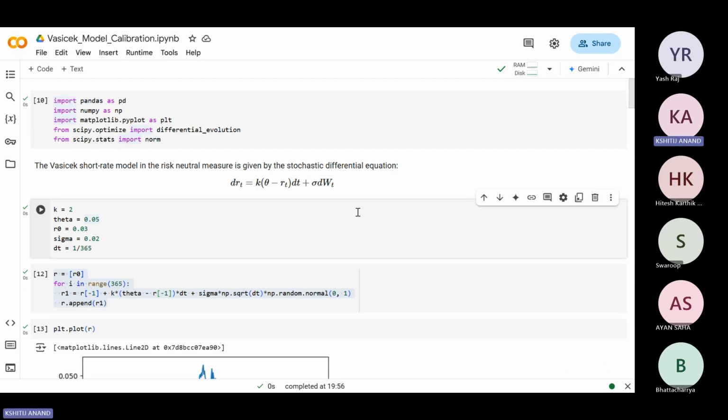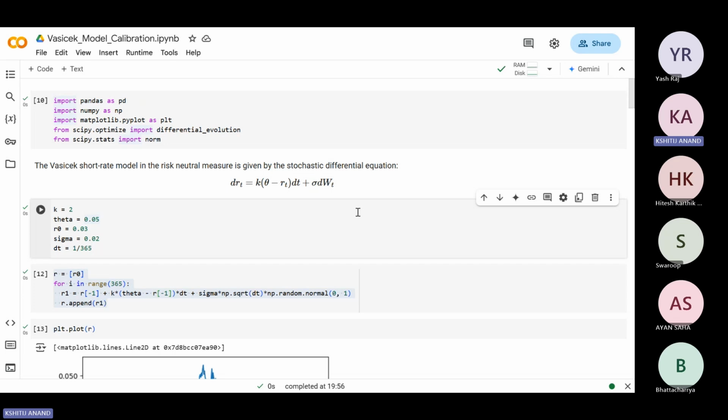In the last lecture, we were discussing calibration. Calibration is nothing but finding the value of the appropriate parameters, like the values of k, theta, and sigma. Now we have two equations: the equation under the risk neutral measure and the equation under the real world measure.